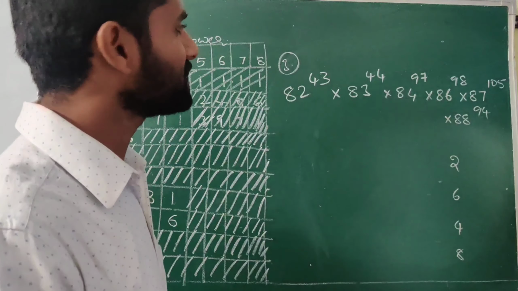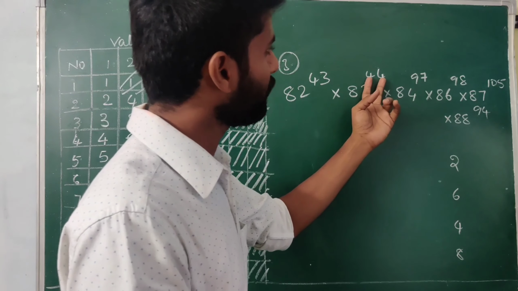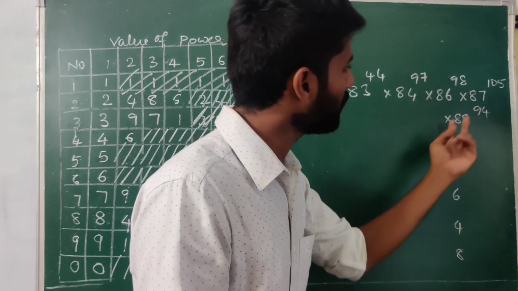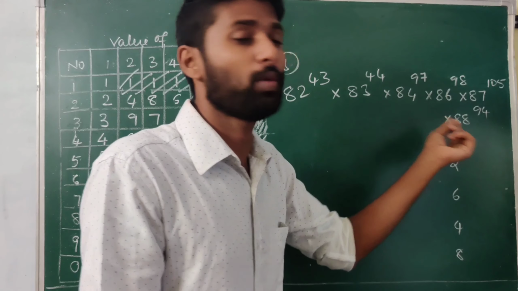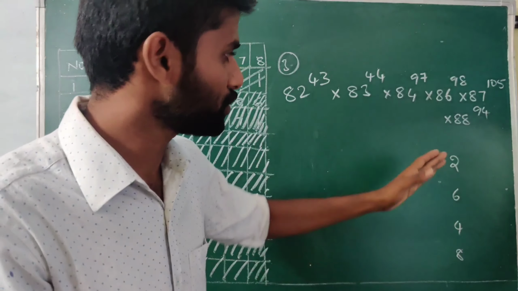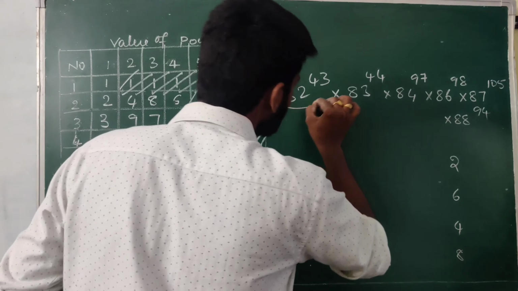And let's go with the third question. They have given 82 power 43, 83 power 44, 84 power 97, and so on. If you multiply all these expressions, what units place can occur? So that is the question. Options are 2, 6, 4, 8. Okay, same way, go with fast calculation.